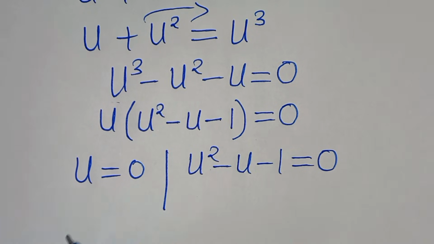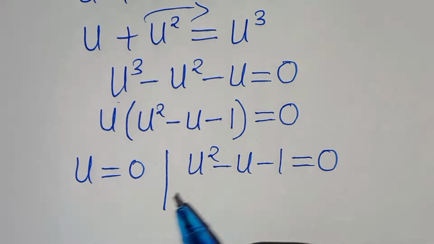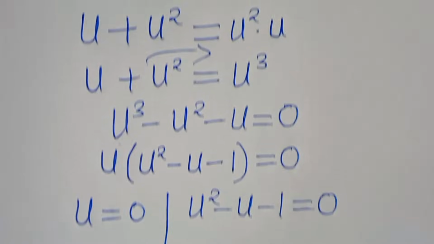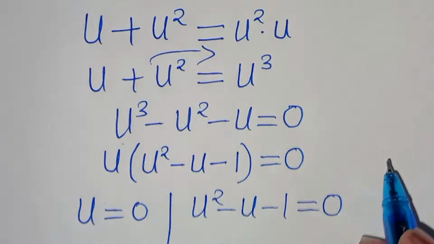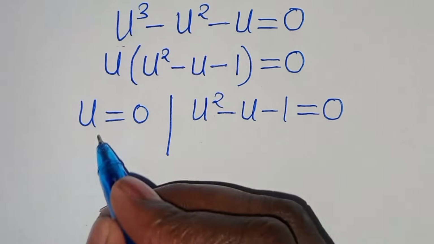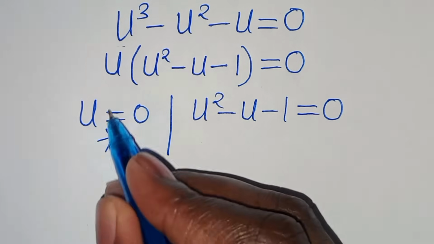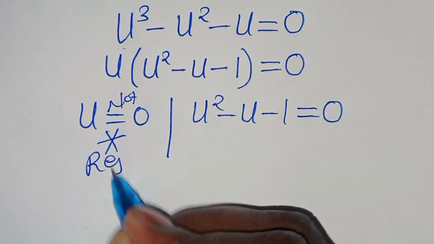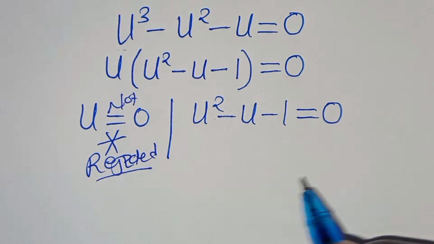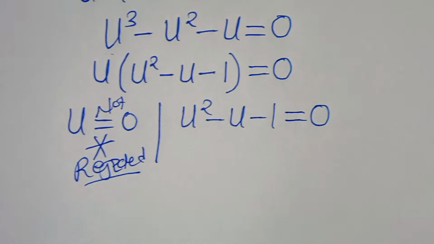So this means that u is equal to 0. This violates the condition that x should be greater than 0. So in this case 1, this is rejected. This is not possible. So case 1 is rejected. Let's proceed with case 2 here.